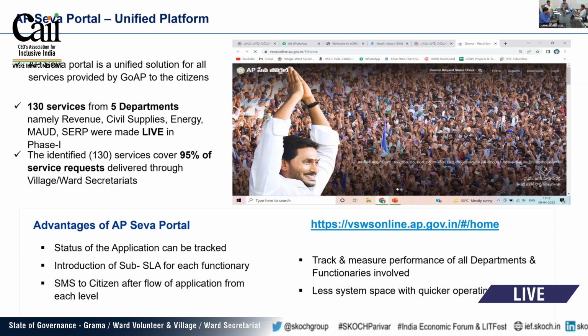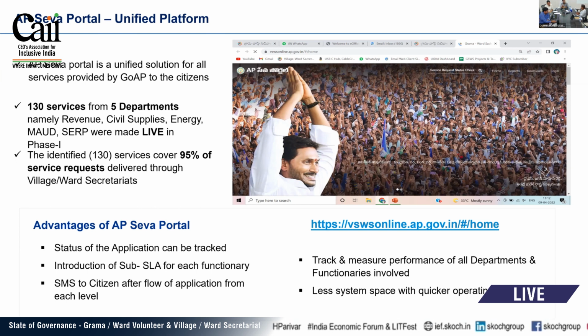The load is also very limited, because every functionary has to cater to only those 2,000 people. He need not cater to a large chunk of the population, unlike in the erstwhile model where we had everything at the tehsil level. So he is able to deliver all the services based on some SLAs.